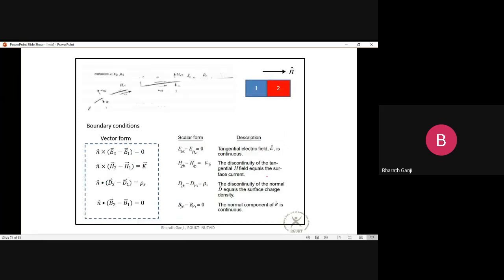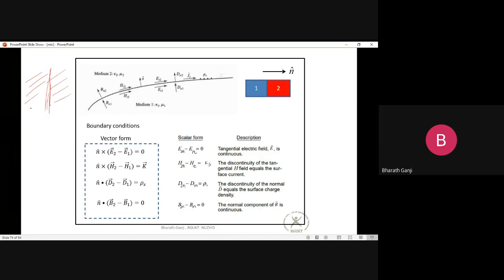Whenever we have these Maxwell equations, I said these equations are valid at every point in space, but the whole space is not confined to a single material. So usually you can have different materials in different regions, right?